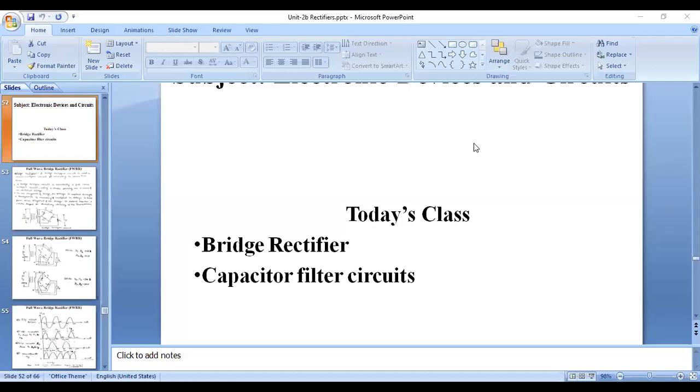Okay, please tell me whether my screen is visible or not. Is it visible? Students, is it visible?